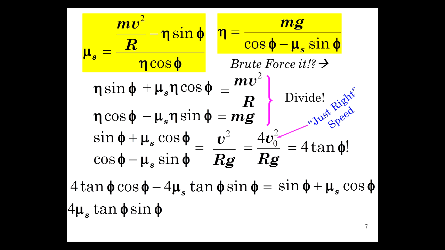Now, this matched up with this, I'm going to bring this over to the other side, essentially changing the sign. 4 mu s tangent of phi sine of phi plus mu s cosine of phi equals this minus this term, which I'm bringing over. So 4 tangent of phi cosine of phi minus sine of phi. So I think I got everything right so far. I suppose we should just leave it alone at this point, but as long as we've come this far, let's see if we can finish it up.